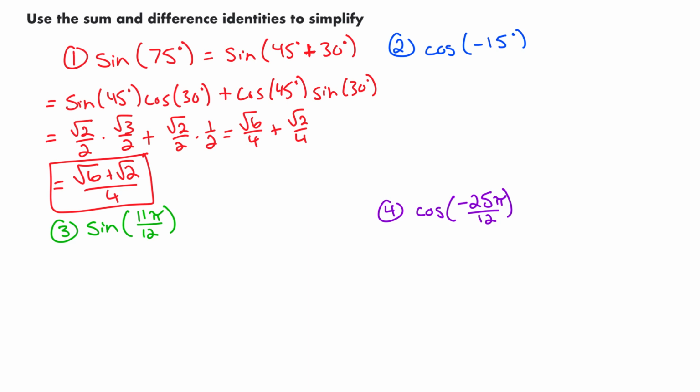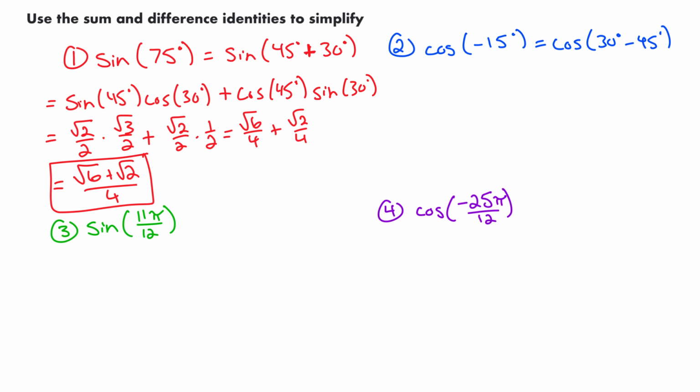Problem number 2, I have cosine of negative 15 degrees. I've got two options. Option 1, I know negative 15 is not on my unit circle. I could find a coterminal angle with it by adding 360 degrees. That will work. That'll be just fine. Or I could skip that mess and just realize that cosine of negative 15 degrees is just cosine of 30 degrees minus 45 degrees. Both methods will work. This is just faster. It skips one step, finding the coterminal angle.